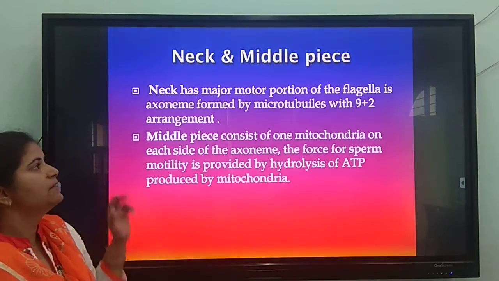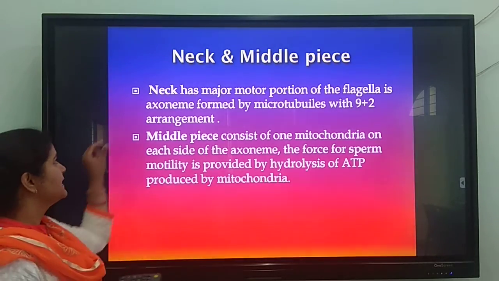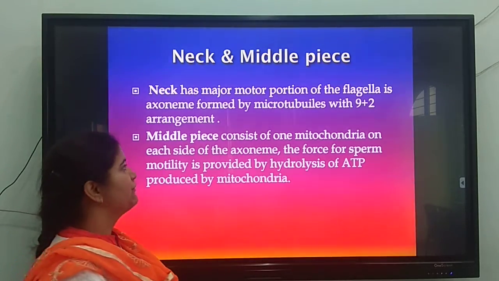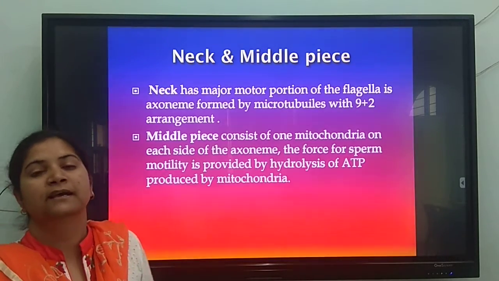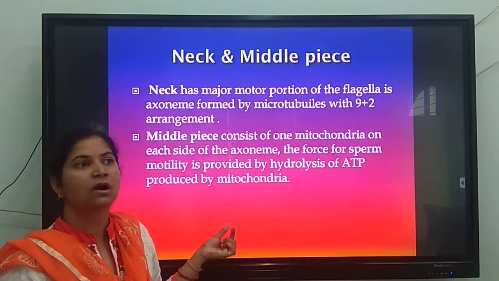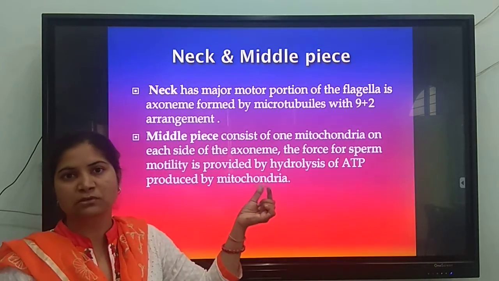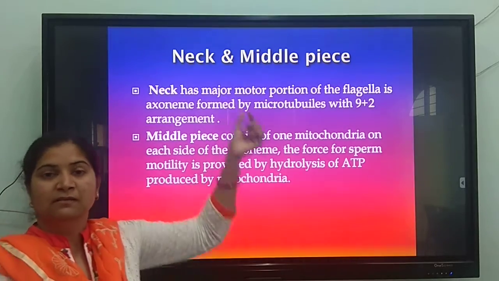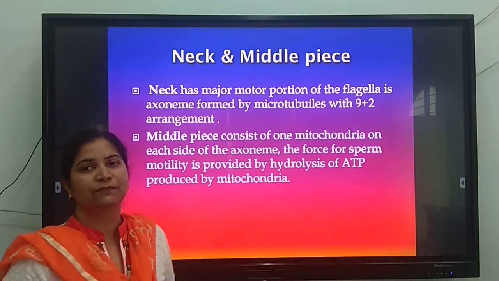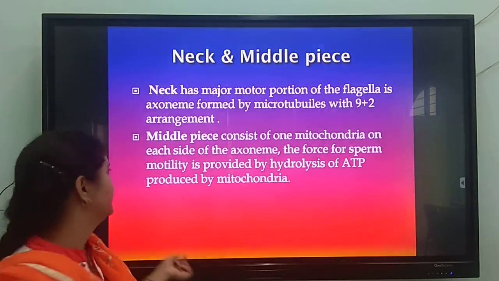Now coming to neck and middle piece. So neck has major motor portion of the flagella, the axoneme, means here there is a centriole, network of centriole by which microtubules in 9+2 arrangement will arise, and they will be completely extending to the flagellum or the tail portion of the sperm.